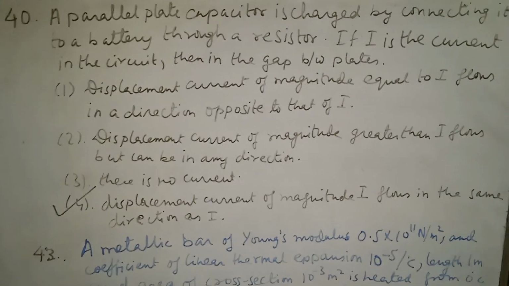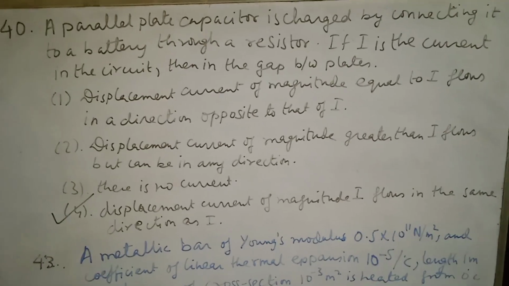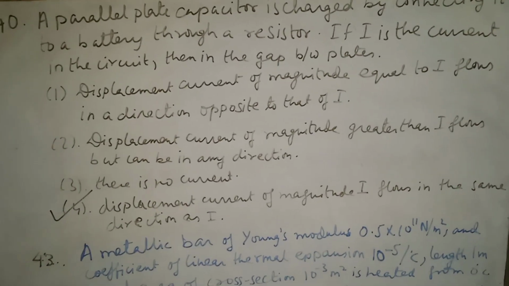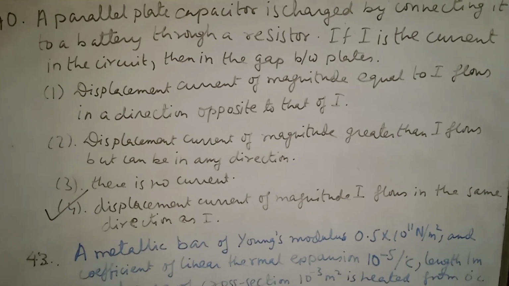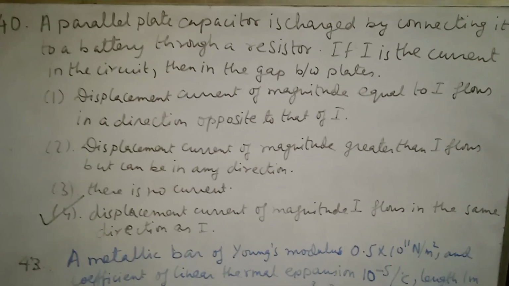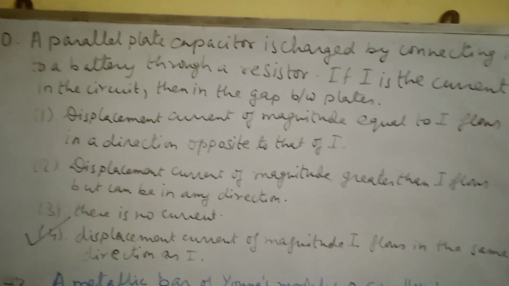So as you know, when a parallel plate capacitor is there and a current is passed, there are two types of current: the displacement current and the conduction current. So here the displacement current also should move in the same direction as I. So option number 4 is correct.